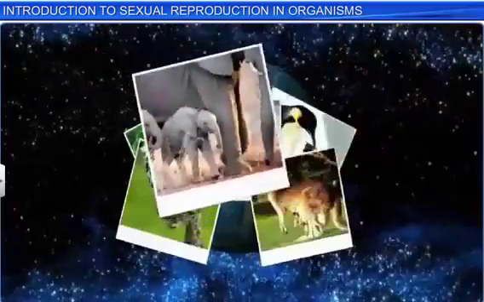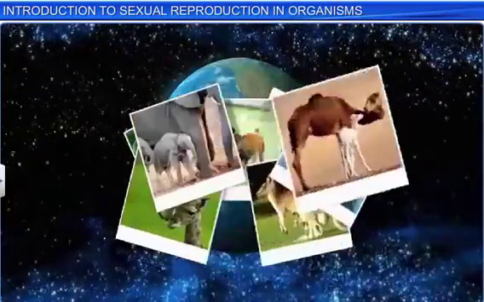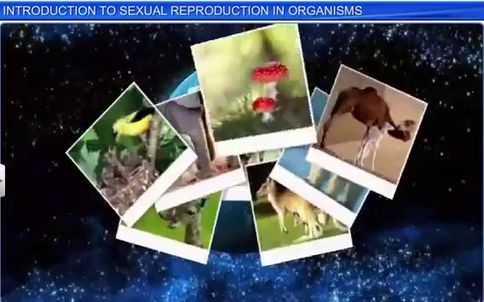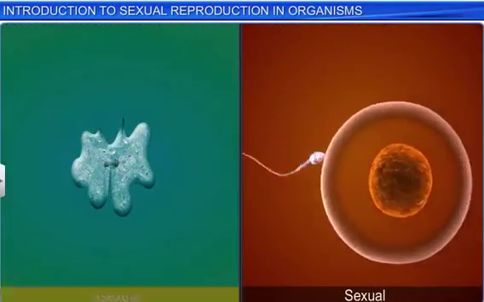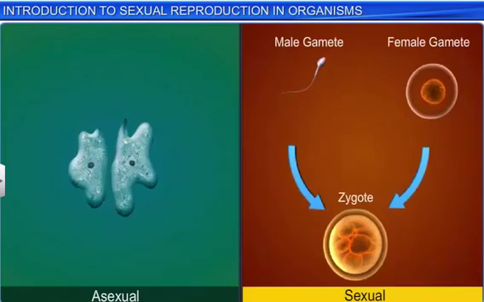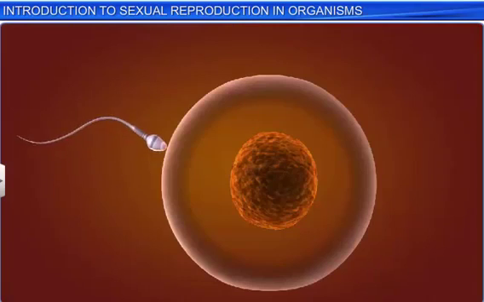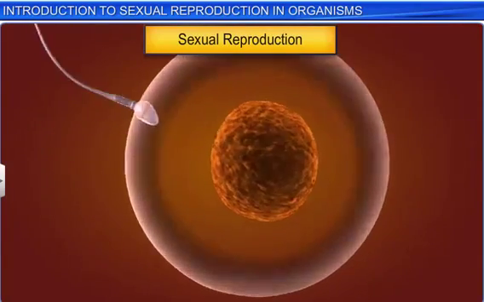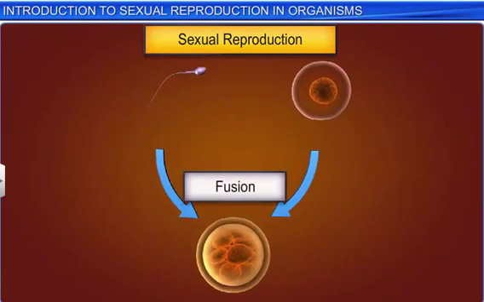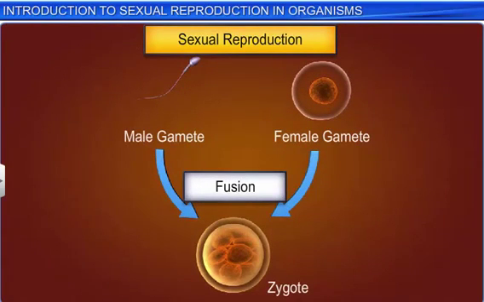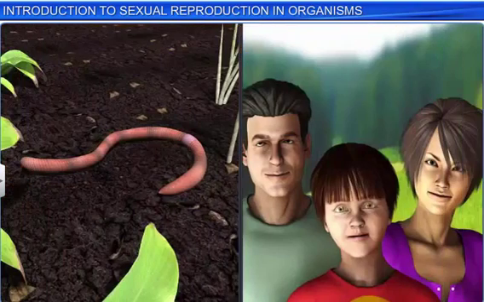Reproduction, an important biological process occurring in living organisms, ensures continuity of life. Organisms reproduce either asexually or sexually. In the case of sexual reproduction, we see the fusion of male and female gametes, which are either produced by the same individual or by different individuals of the opposite sex.